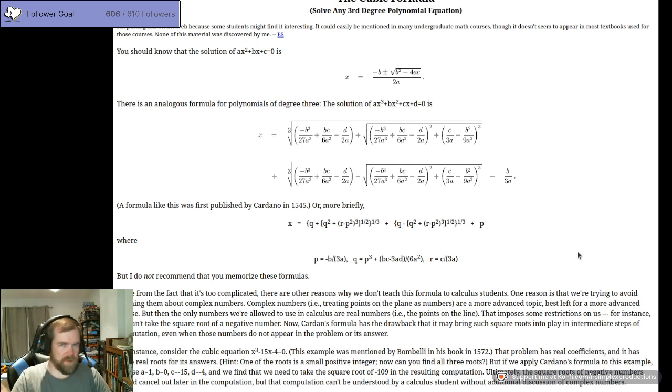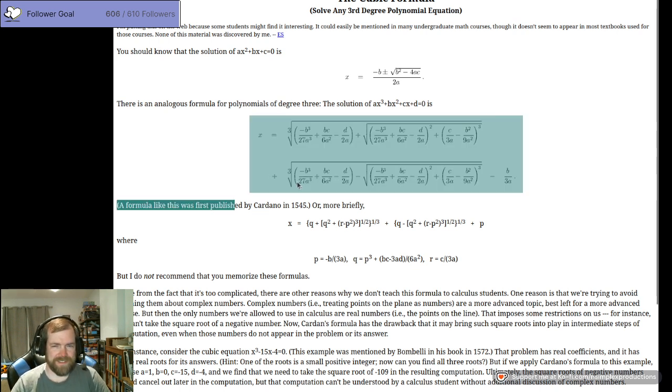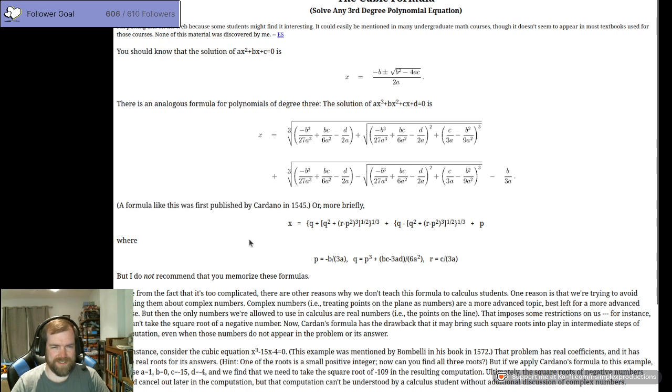You could see that there's a problem here. Given that this says right here, Cardano published this in 1545. Because the problem was that he had a brilliant student himself. Cardano had a brilliant student who came up with, by himself, not only the solution to the cubic equation, but also the solution to the quartic equation. There was a general solution to the quartic equation, which also looks massive and horrible.